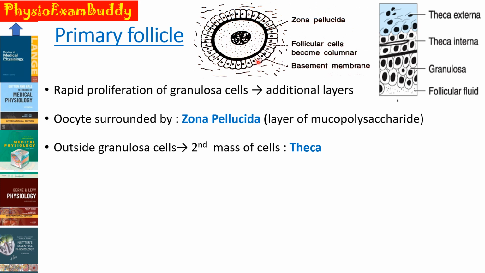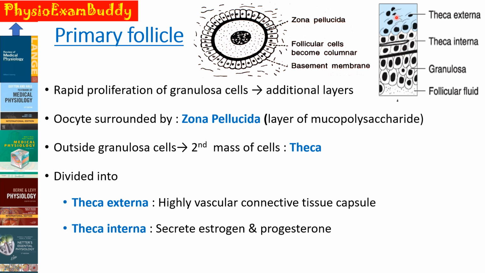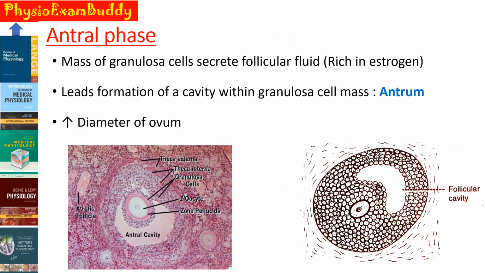Outside these granulosa cells, there is a second mass of cells known as the theca cells. The theca cells are of two types. The external layer is known as the theca externa, and it is a highly vascular connective tissue capsule. Next to the theca externa is the theca interna, and this will secrete the hormones estrogen and progesterone from the primary follicle. Next is the antral phase.